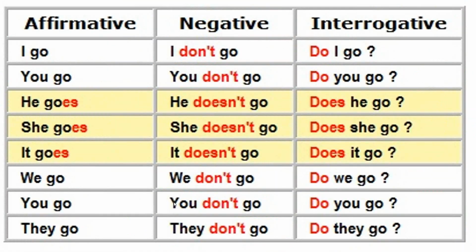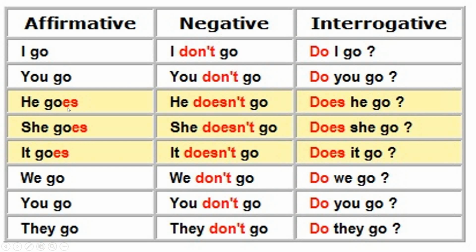Let's move to the next page. Okay, children, here I have shown you affirmative, negative, and interrogative sentences, all the three kinds of sentences, so you will understand it better. So let's read the example. I go. I is plural. So we will write I don't go. And how will you change it into interrogative? Do I go? You go. Again, you is plural. So you don't go. Do you go?